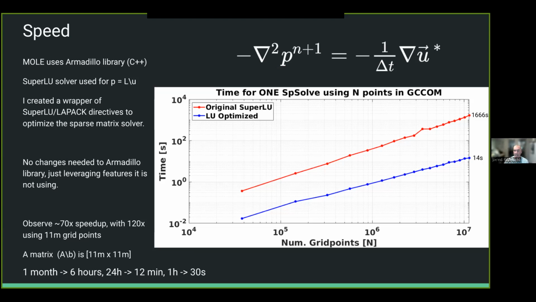And this gives significant gains to the overall computation time. Simulations that once took days can now be done in minutes. So this chart here is showing the speed for one solve of this system. And with 10 million cells, the previous solution technique took 27 minutes, and it's now done in 14 seconds.